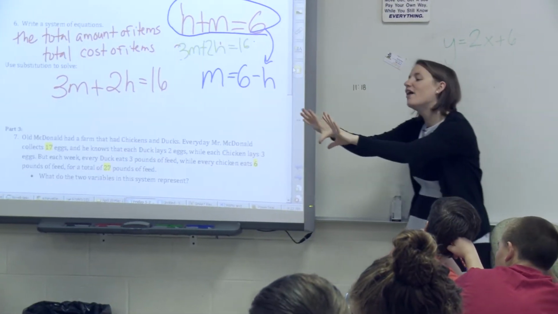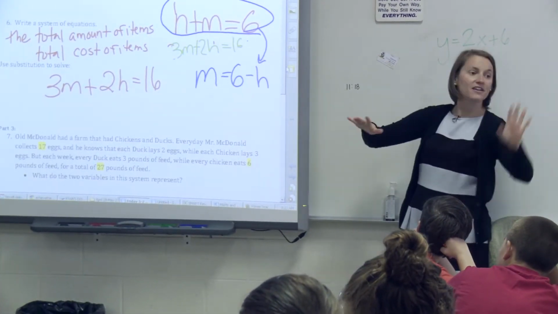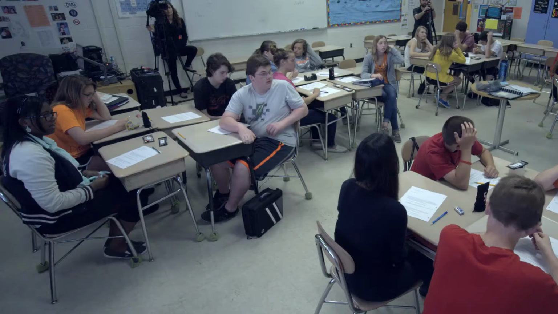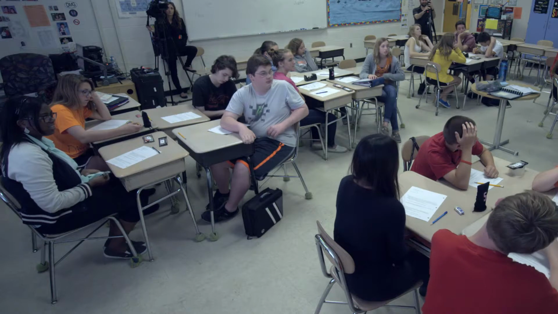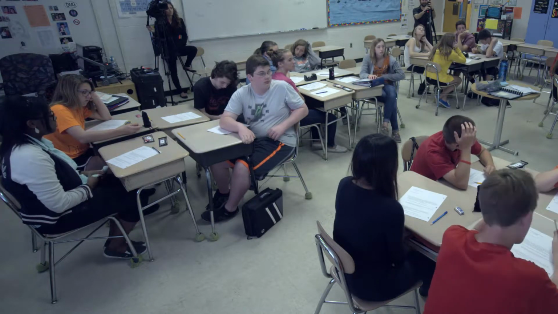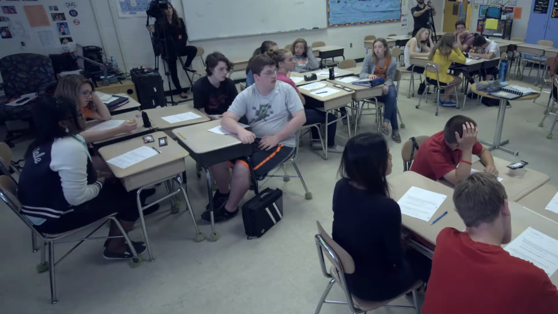M equals. Well, I know it's 4. Forget the answer. Ashlyn. 6 minus H, right? Why? Because you subtract how many Hershey bars there are. Exactly. So if I substitute, don't freak.